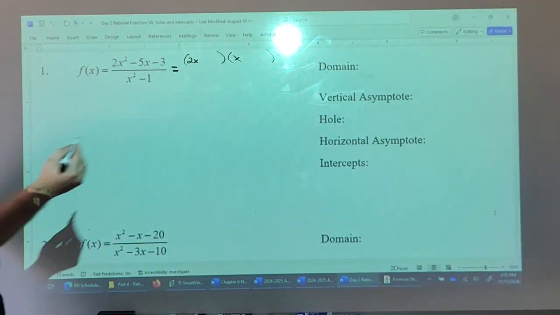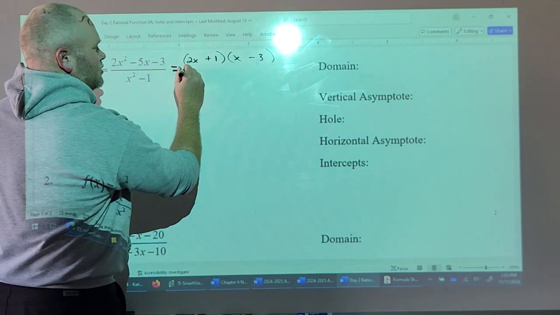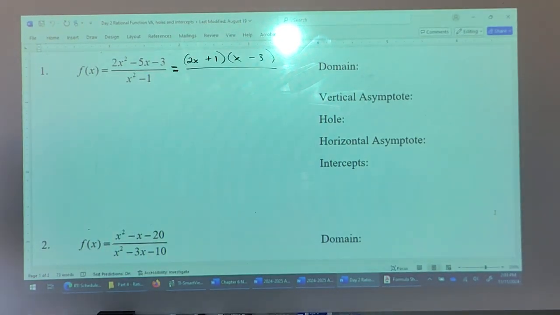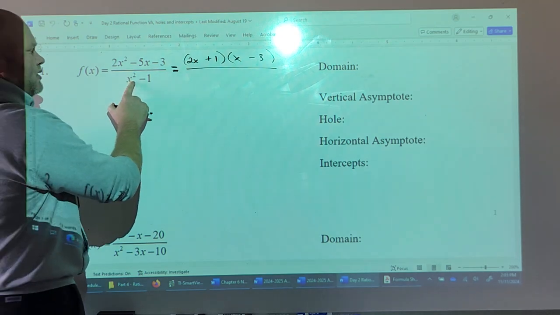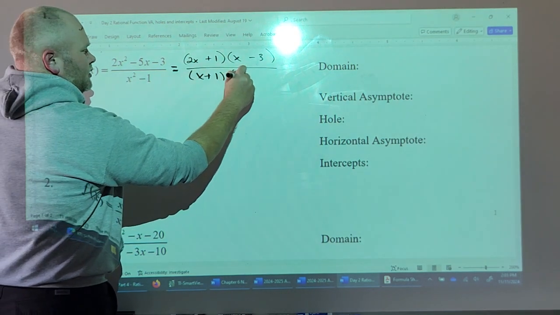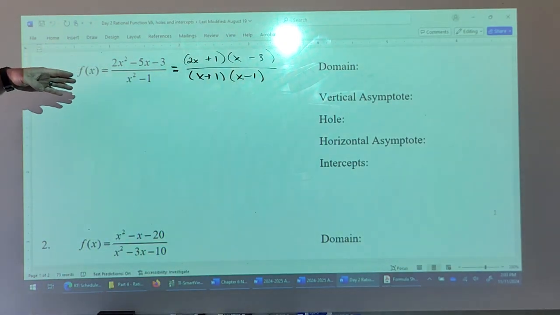Okay? So this one would factor into the first way I mentioned: 2x plus 1 and x minus 3. So factor the top, factor the bottom, difference of squares, or adds to 0 and multiplies to -1. So x plus 1, x minus 1. So we factor both the top and the bottom.